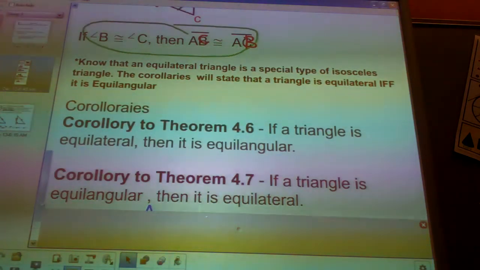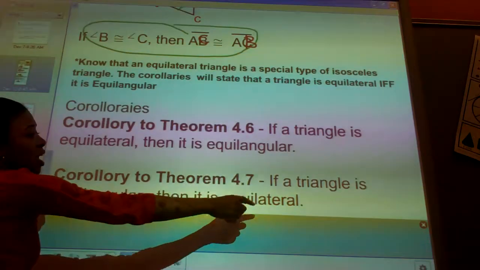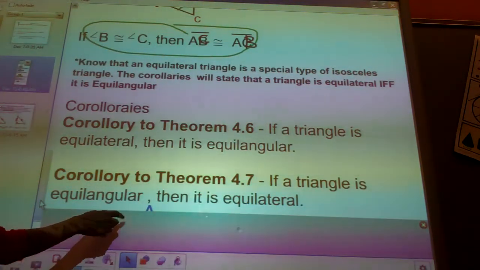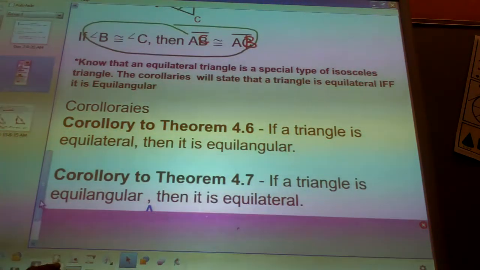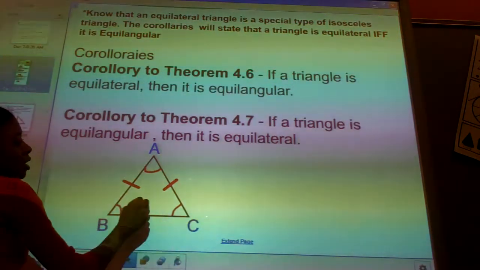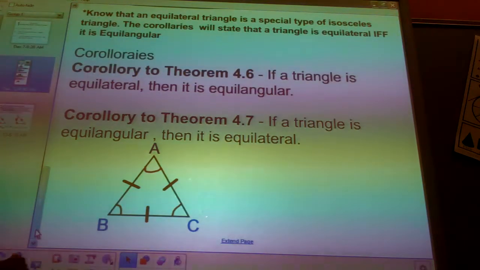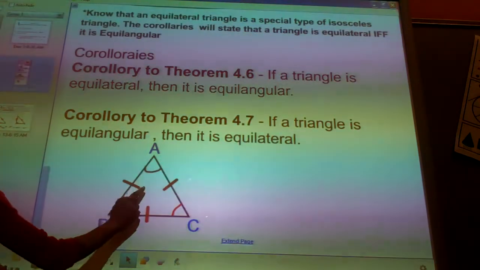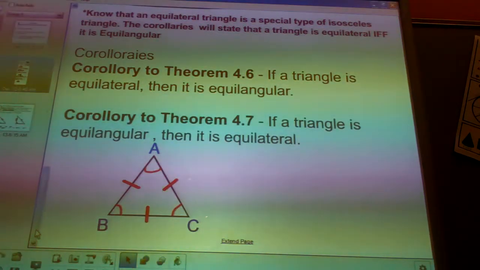And the reverse of that is 4.7. If it's equiangular, then it's equilateral. The flip: triangle ABC, if it's equiangular, then it's going to be equilateral. If it's equilateral, then it's going to be equiangular.